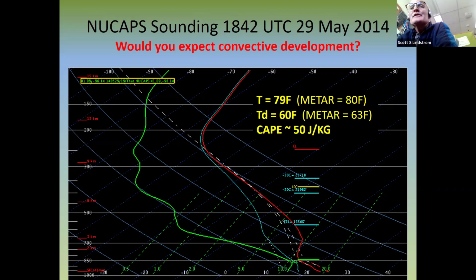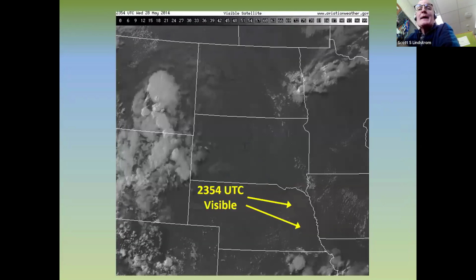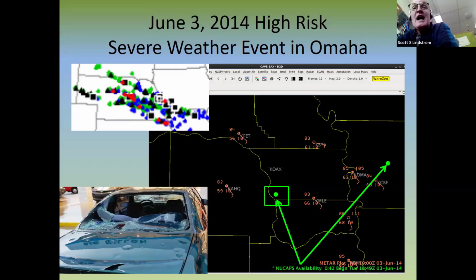It matched the surface METARs fairly well. We have very low CAPE. And the question is, would you expect convective development here? Probably not, and nothing happened. A couple of days later, Omaha was in a high risk.